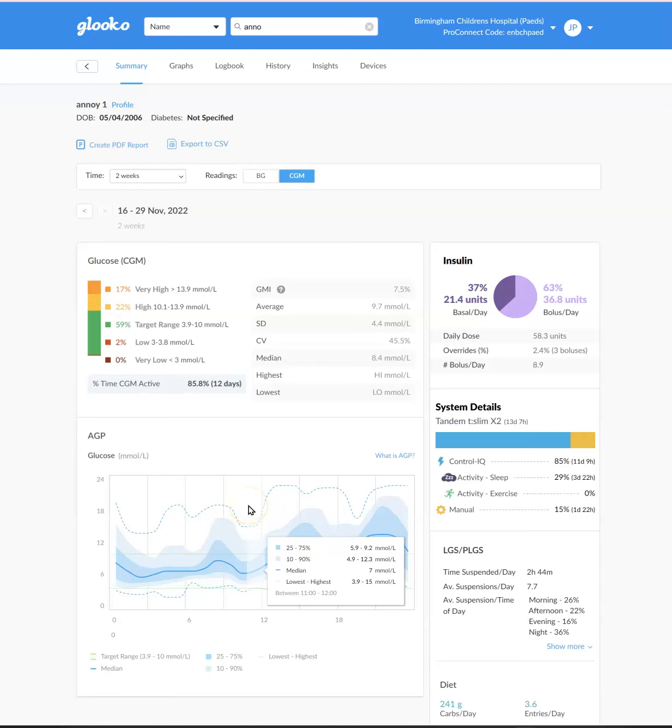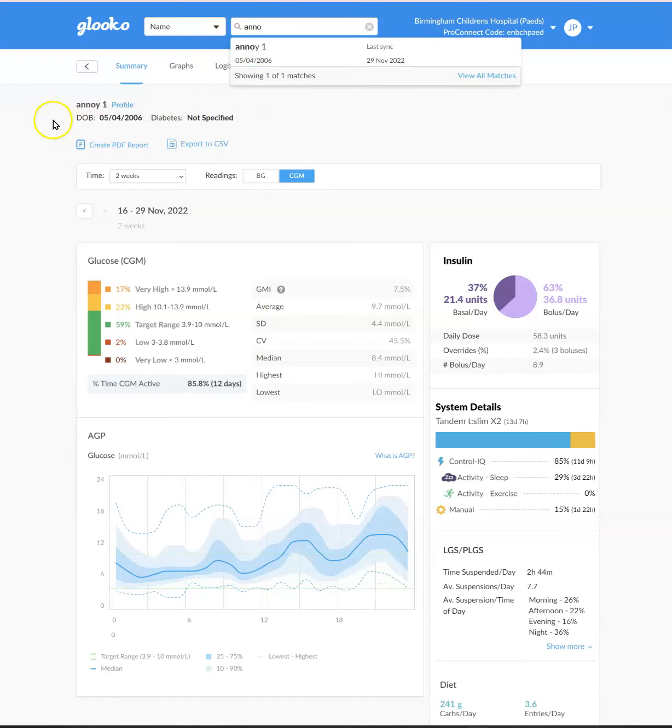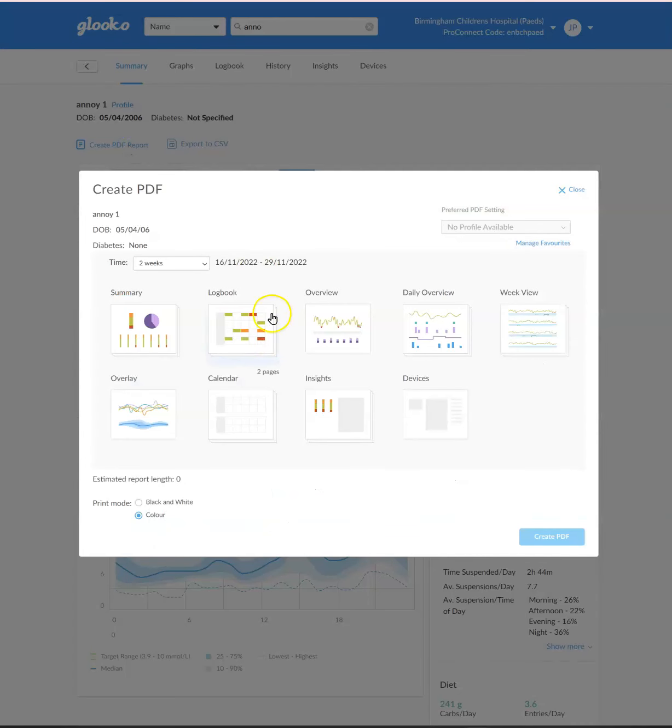So this is how to look at a download for T-Slim with Control IQ using Gluco. First of all, you need to search for the person, and then once you've got this up, you need to ideally create a PDF report, because jumping between them can be quite difficult and you don't need them all. So the easiest way is you can create your own template. Then you go to create PDF, choose the ones that you want.